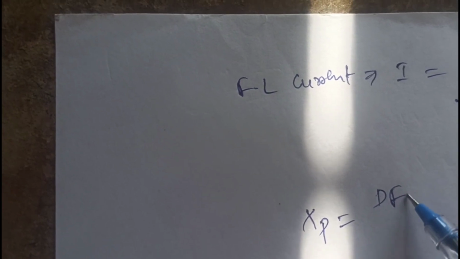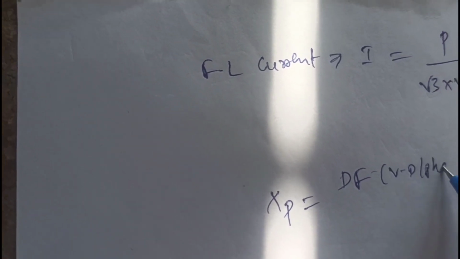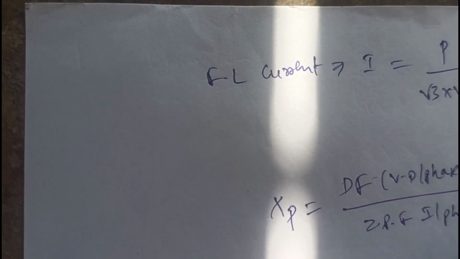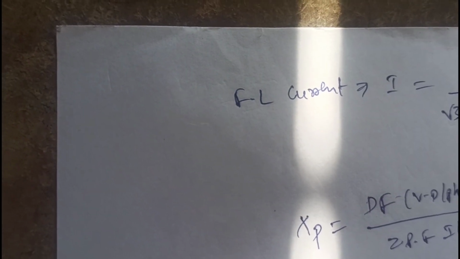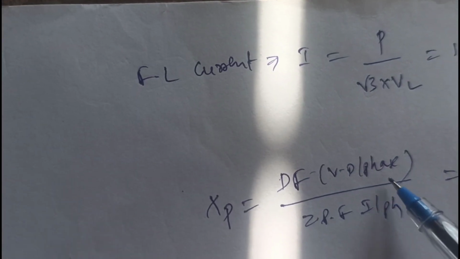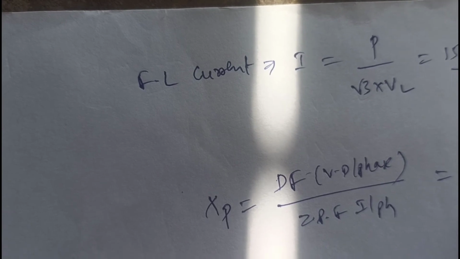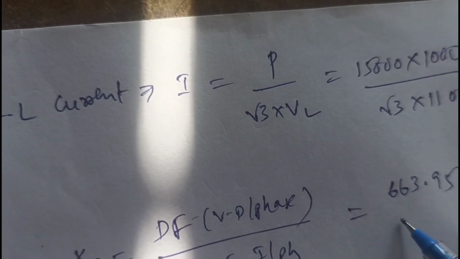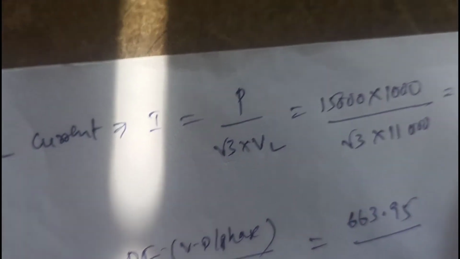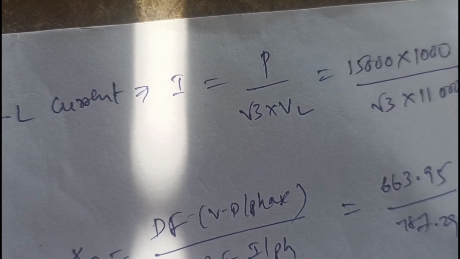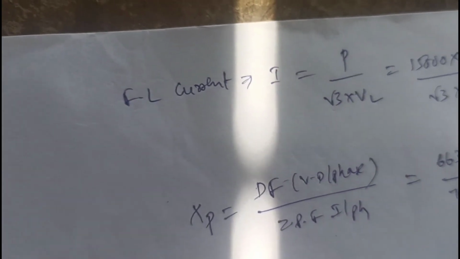Okay, so from the XL per phase and this full load current, we find the Potier reactance, XP. From the graph, DF, the voltage drop per phase, divided by the zero power factor current per phase. DF is the voltage drop per phase, and XL is the armature leakage reactance per phase, which we already have. That value is 663.95 divided by the current, 787.29. So finally you get 0.84. This is the Potier reactance.